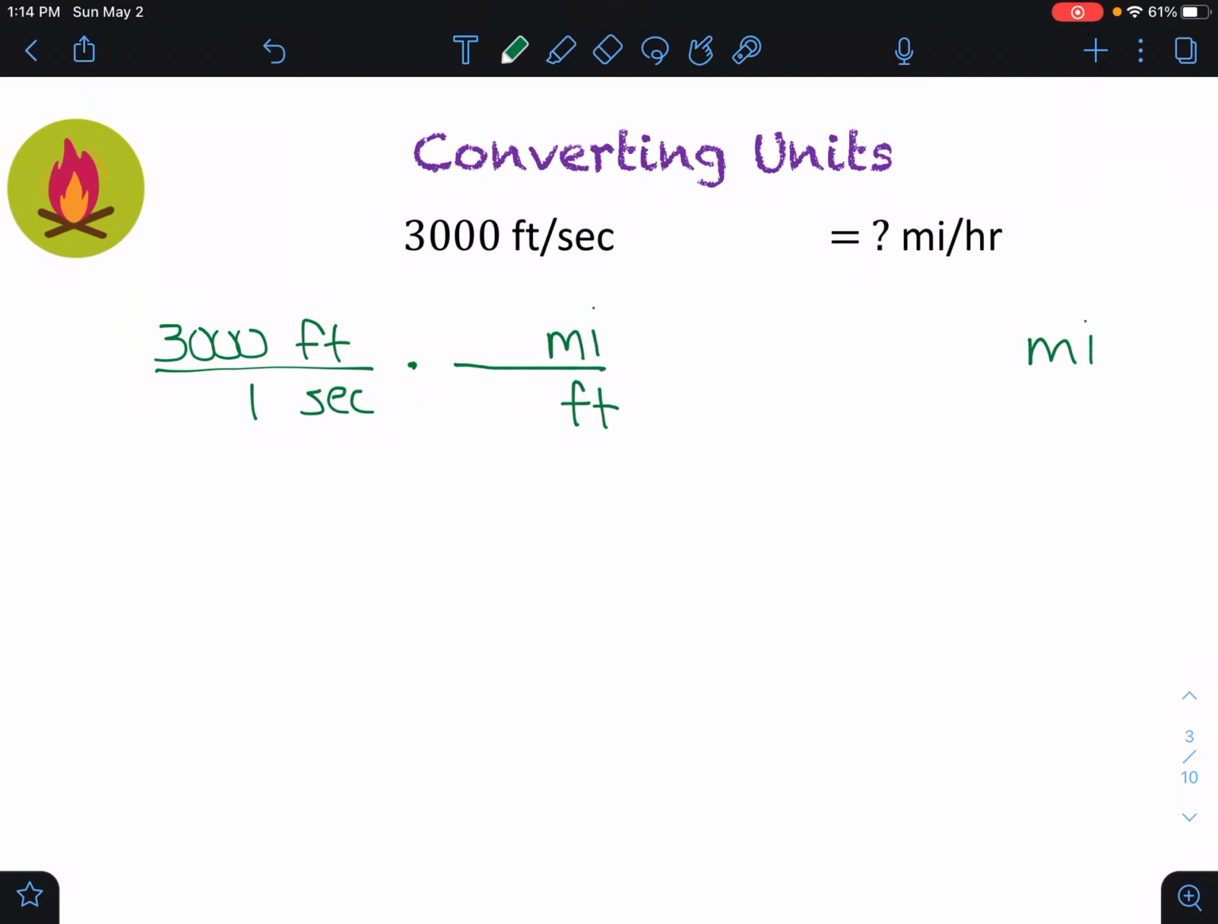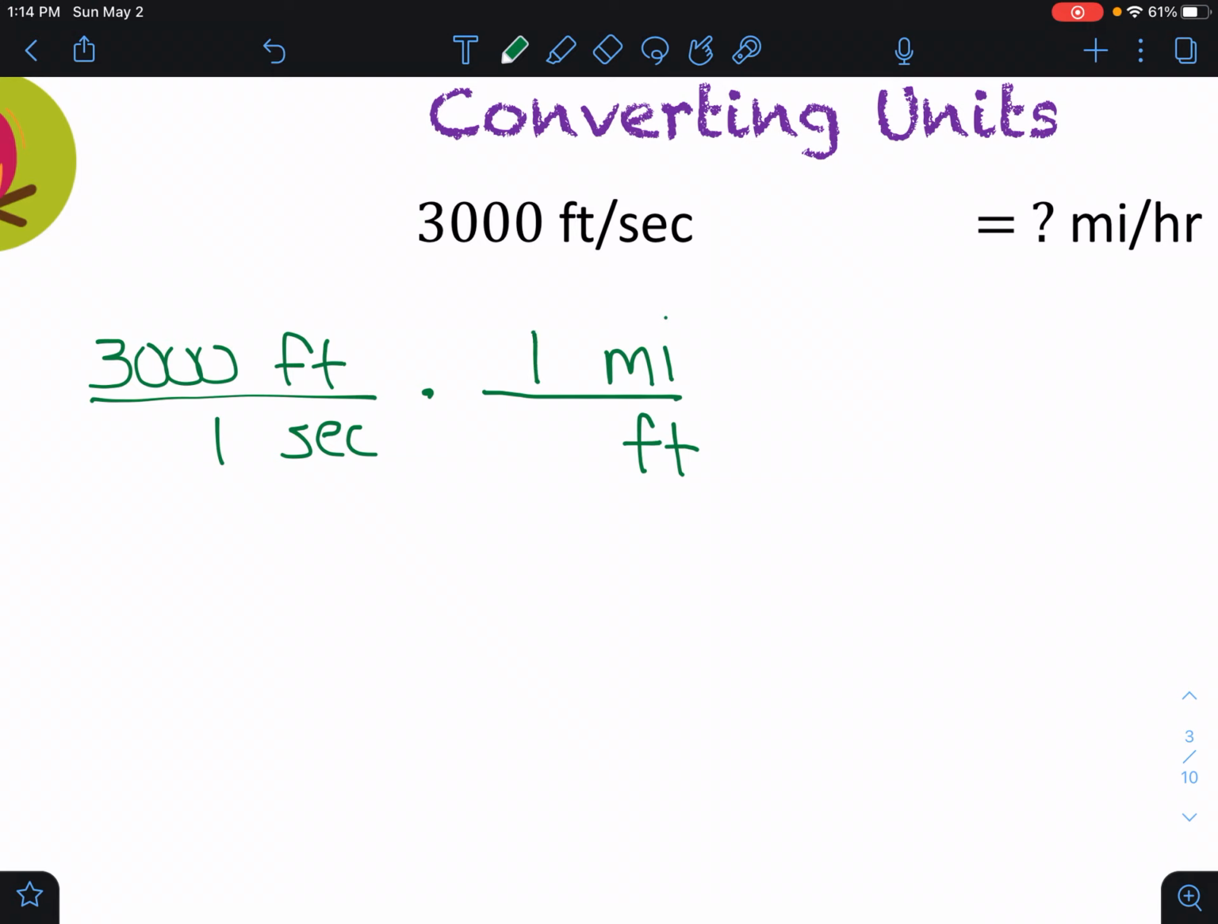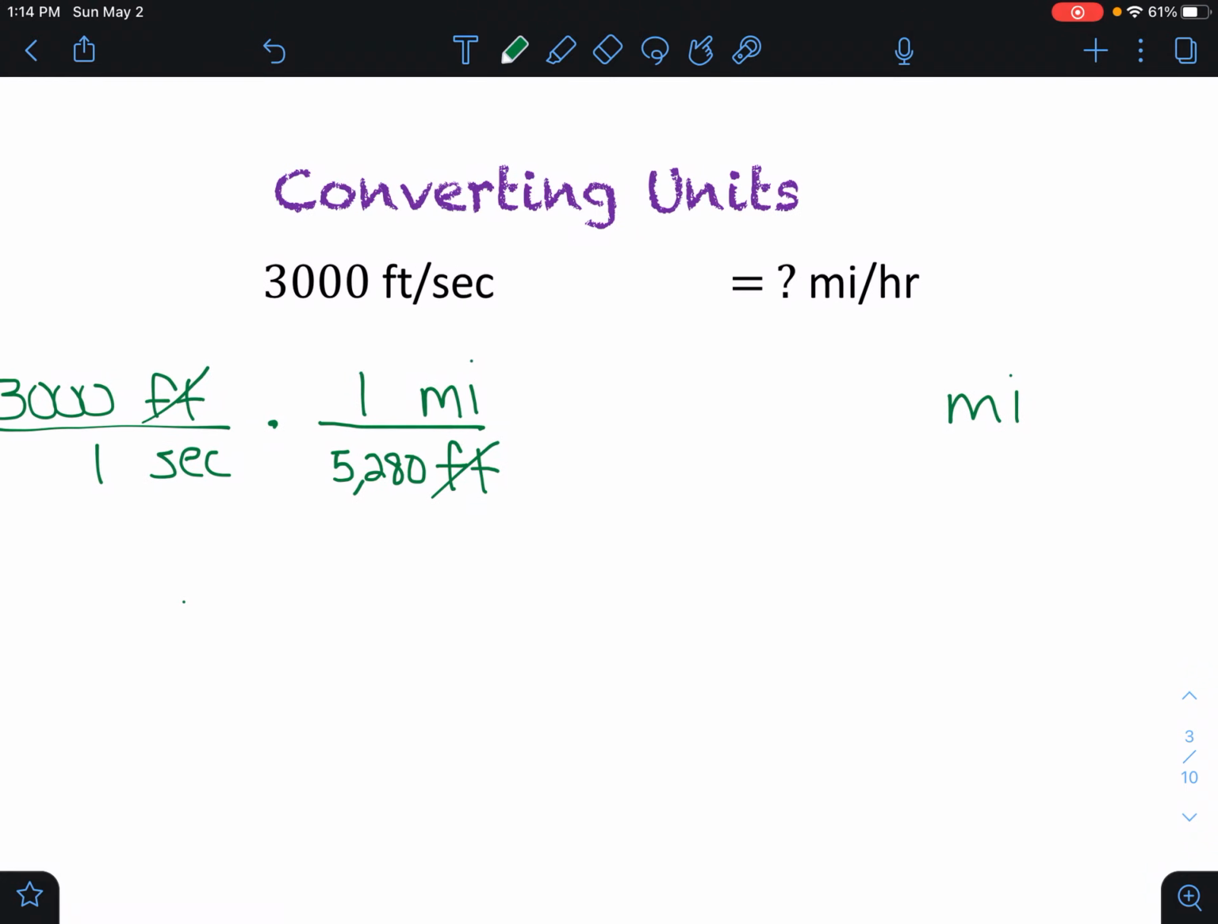Now, I know that 1 mile is equivalent to 5,280 feet. I'm multiplying by, really this is just 1, because 1 mile is 5,280 feet is also 1 mile. They're the same, it's 1 over 1. So I'm not really changing the value, I'm just changing the units. The nice thing is the units cancel here. So now I have miles on the top.